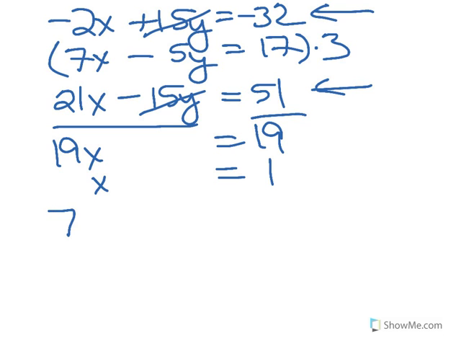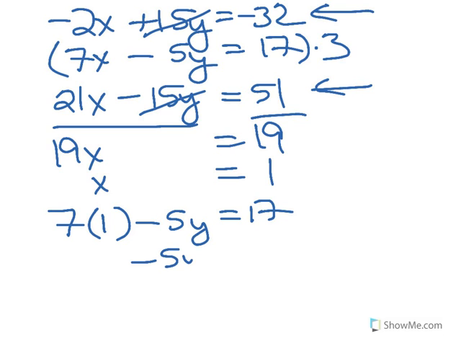So I'll have 7 times 1 minus 5y equals 17. Well, 7 times 1 is 7. Subtract 7 from both sides. You have negative 5y equals 10. Divide both sides by negative 5. It looks like y is negative 2. Now, I used the second equation to get that result. I should check my result in the first equation.